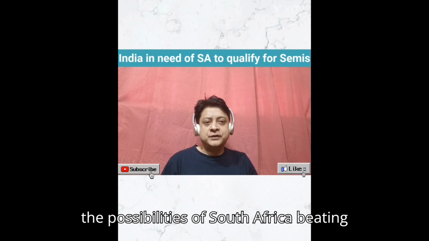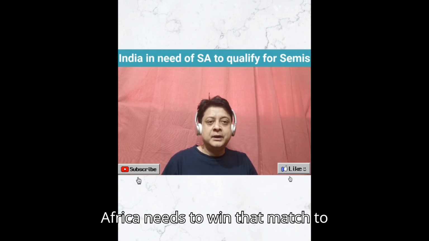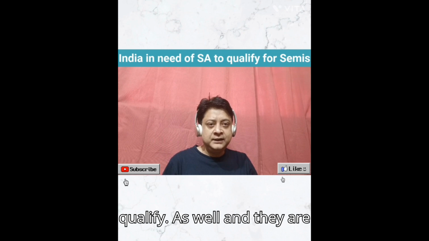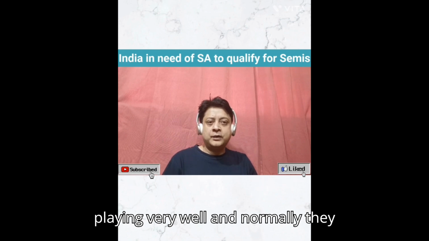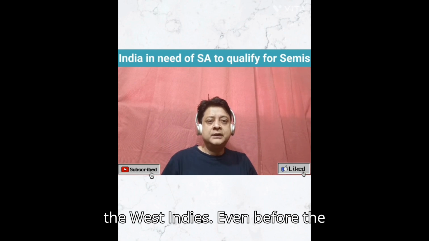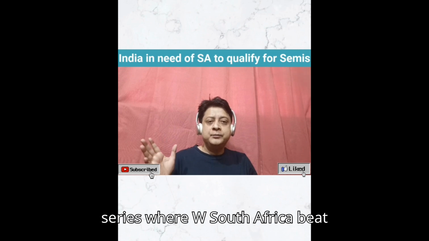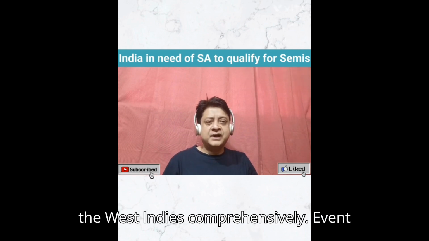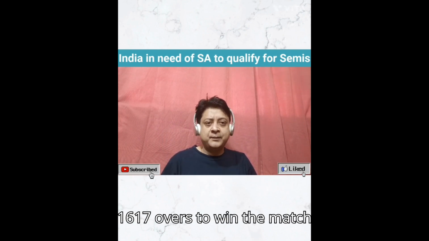Now, the possibility of South Africa beating West Indies is quite high because South Africa needs to win that match to qualify as well, and they are playing in Ahmedabad, and they're playing very well. And normally they have got an excellent record against the West Indies. Even before the World Cup, they had played a T20 series where South Africa beat the West Indies comprehensively. They even chased down around 220 in about 16, 17 overs to win the match.